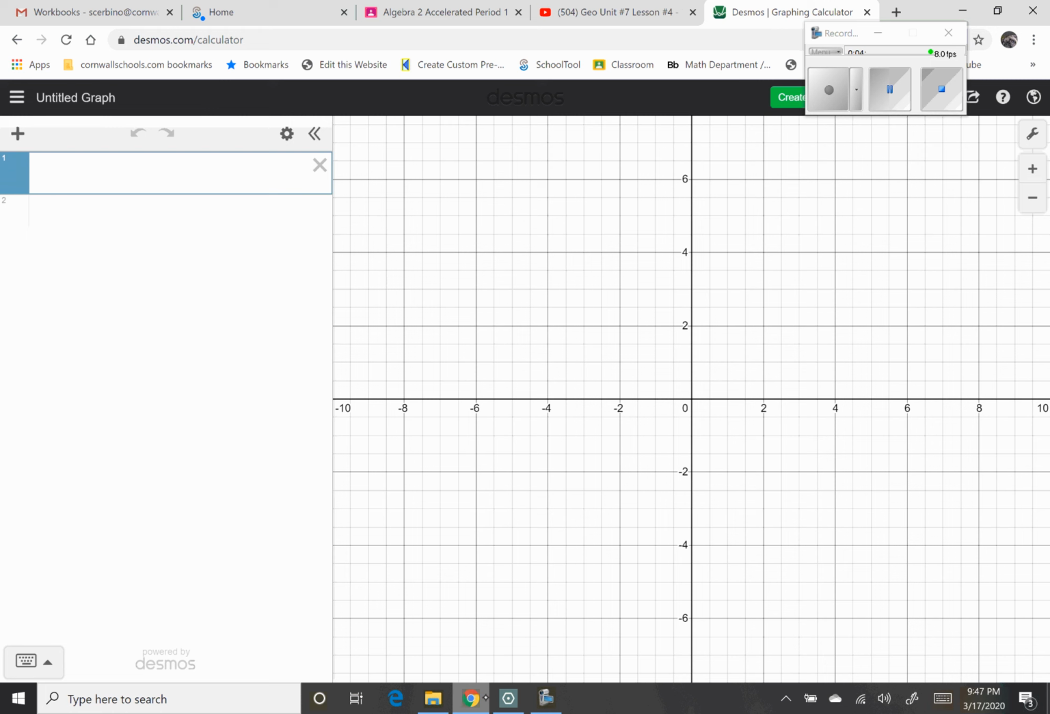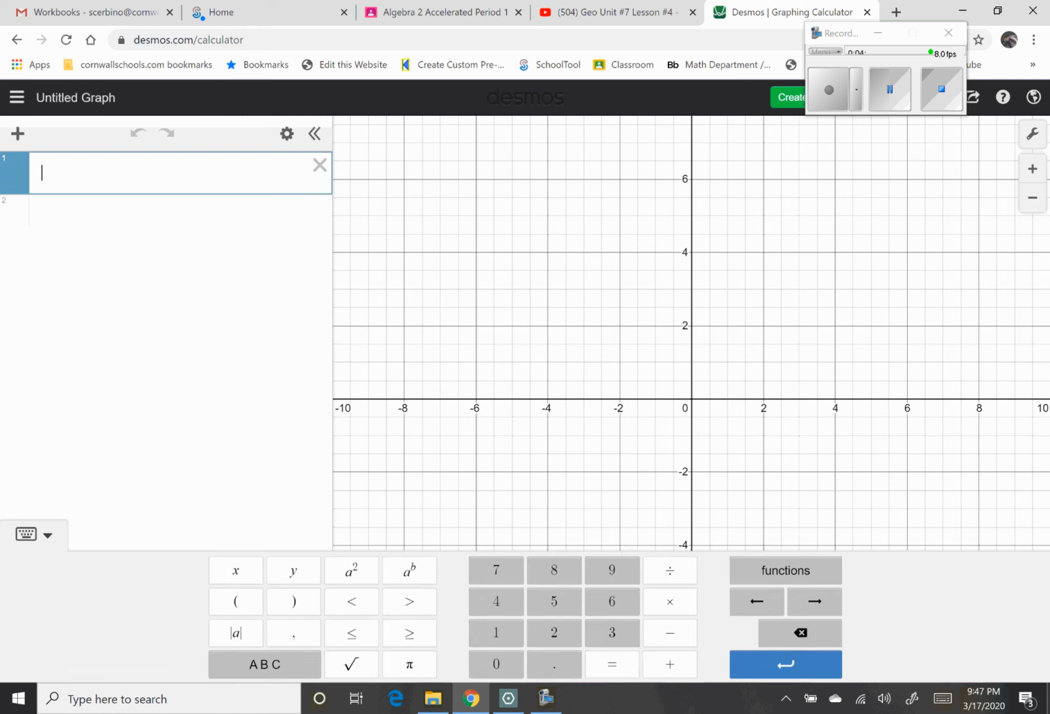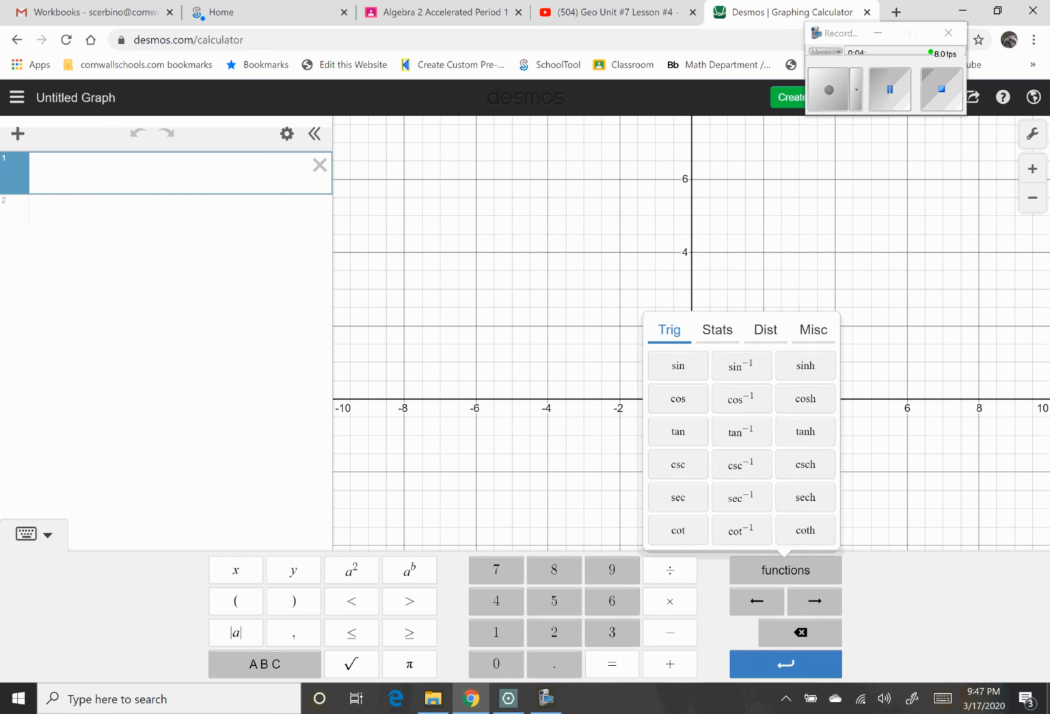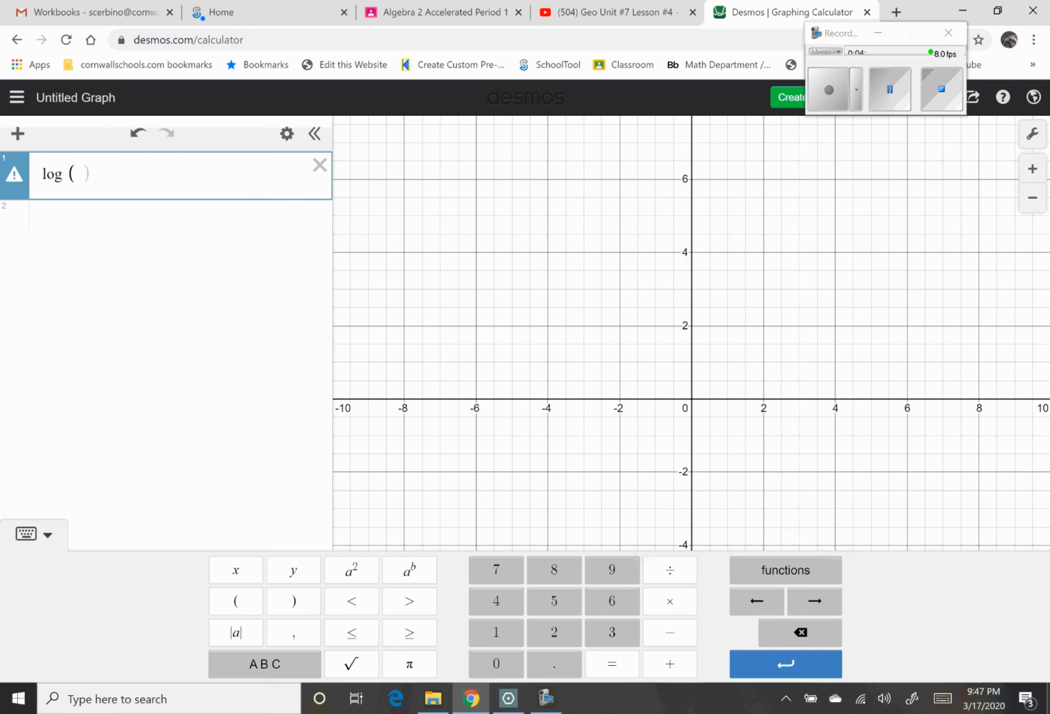You're going to see this screen. You've used it before. If you click the little button here that looks like a little keyboard, you can type in various things. Since a logarithm is a function, we'll click function. You'll see there's a bunch of functions in there. If you click miscellaneous, there's a button here for log of a.